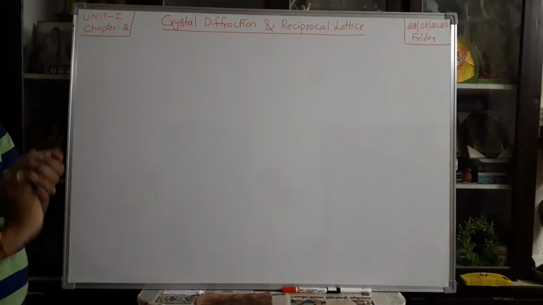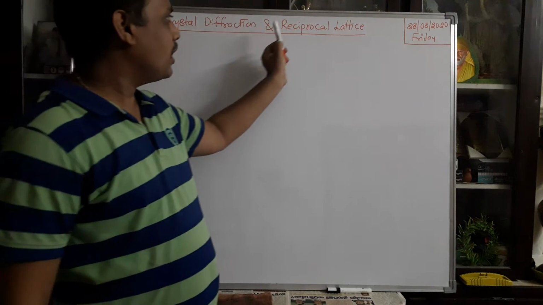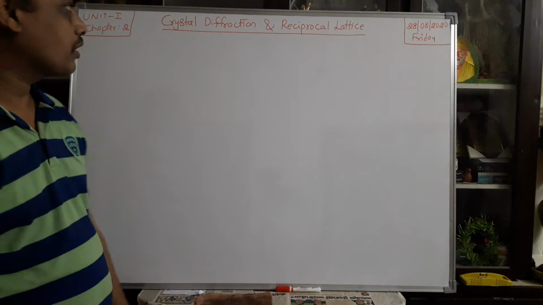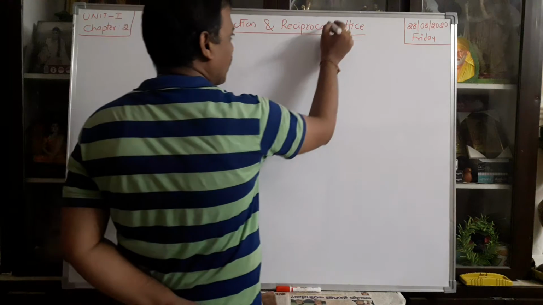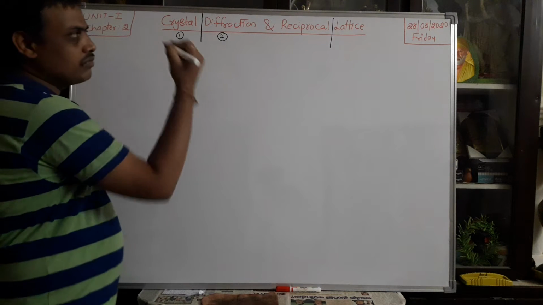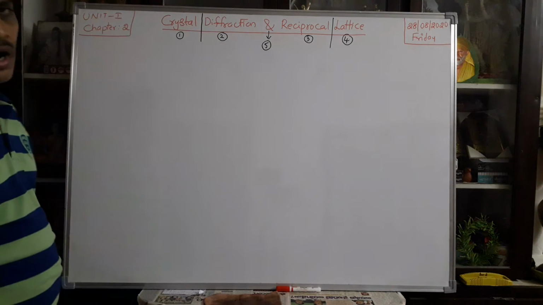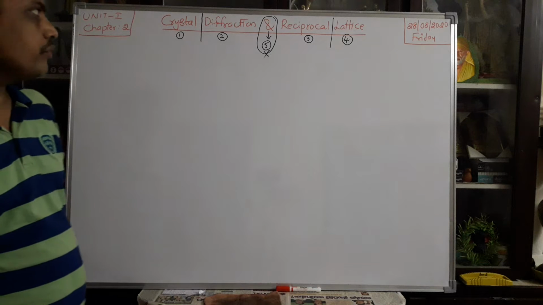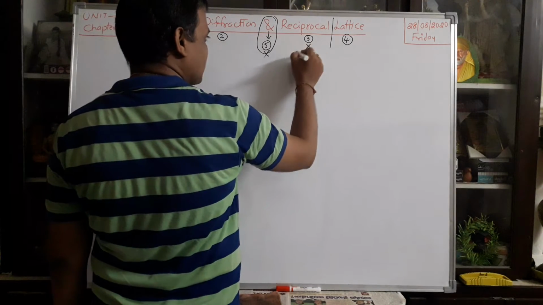Before going to the chapter, what is the name of the chapter? The name of the chapter is crystal diffraction and reciprocal lattice. Before going into the depth of the chapter, first know the meaning of the present chapter name, which is divided into a number of words: crystal is the first word, diffraction is the second word, reciprocal is the third word and lattice is the fourth word. Here you can take 'and' also as a word, the fifth word. From our physics point of view, there is no need to know the meaning of 'and'. It is not a physics word. According to physics, the words are only crystal, diffraction, reciprocal and lattice. Reciprocal is not a physics term; it is a mathematical term.